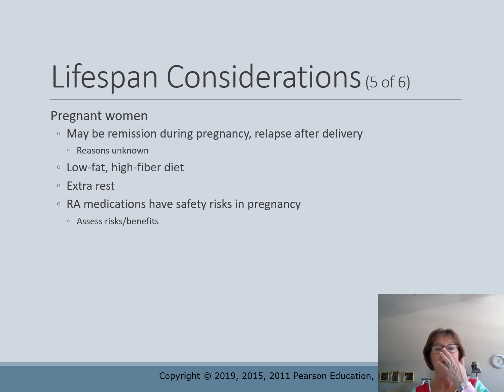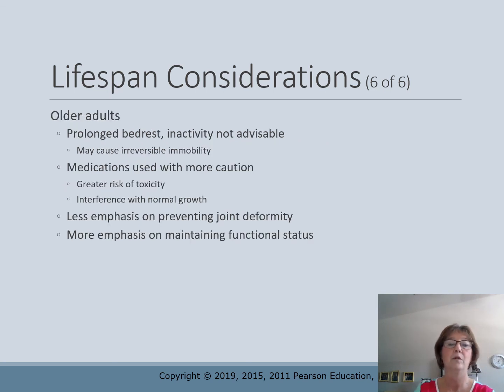Pregnant women may have remissions during pregnancy but relapse after delivery. They don't really know why, but it could be because of increased circulation and things like that. Low fat, high fiber diet, and extra rest. RA medications have safety risks in pregnancy, so just read through that as well. It says routine consumption of oral calcium and vitamin D supplements is also recommended while you're pregnant if you're dealing with this. Prolonged bed rest and inactivity is not advisable because it causes you to lose muscle mass and bone density.